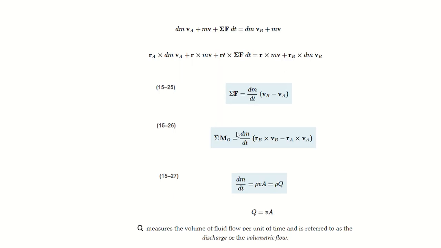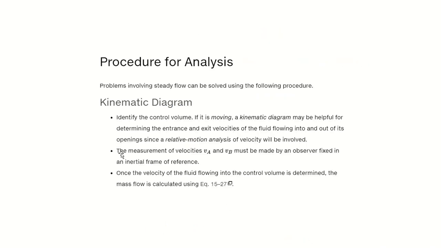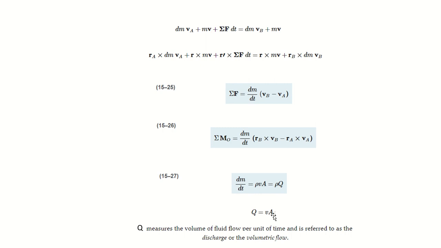So don't worry about the derivation here. I'm just giving you the derivation, but I only want you to get this, which is your Q. That's just like measuring the volume of your fluid flow. Of course, everything we are dealing with is per unit time. It is referred to as the discharge or the volumetric flow. If you could get Q equal to VA, then I think you're going to be okay. And this A is just the entrance.